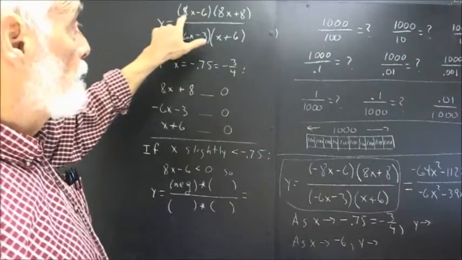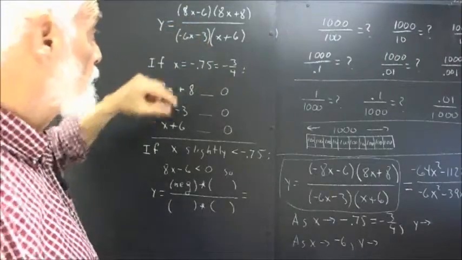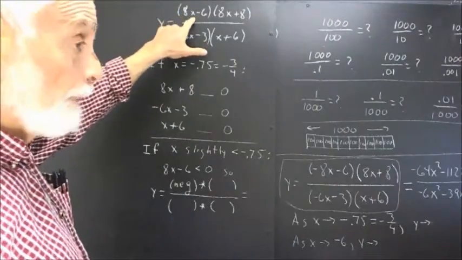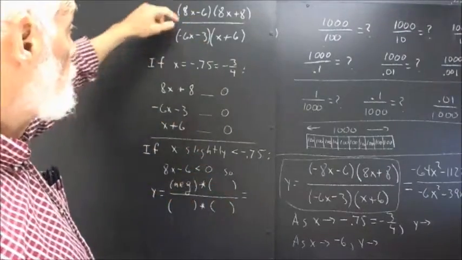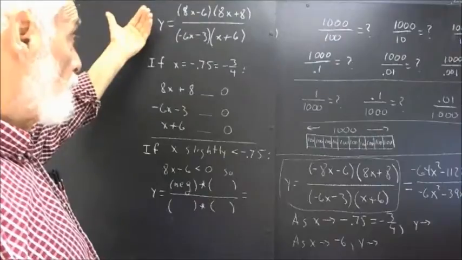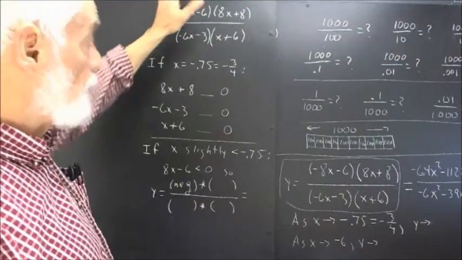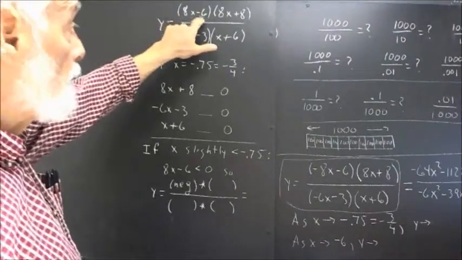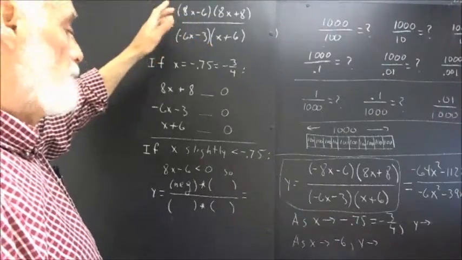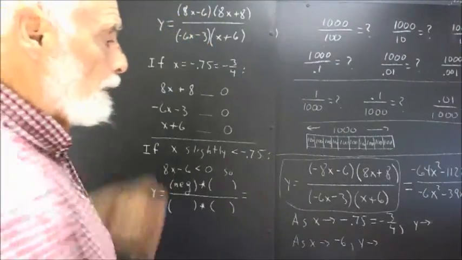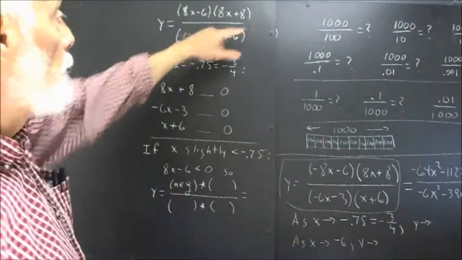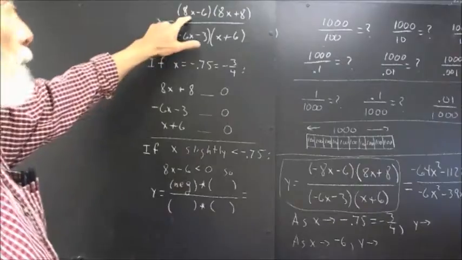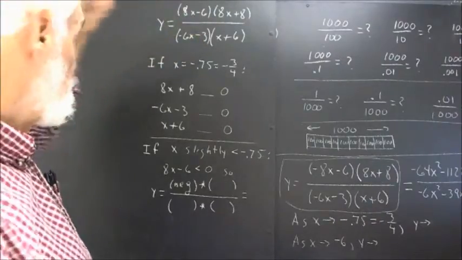Now we save the question of what happens to 8x minus 6, because if 8x minus 6 is 0 at x equals negative 3/4, then on one side of negative 3/4 this is going to be positive, on the other side it's going to be negative. So this is going to change sign when x goes from one side to the other of negative 3/4. The others are not going to change sign unless x differs from negative 3/4 by quite a bit.